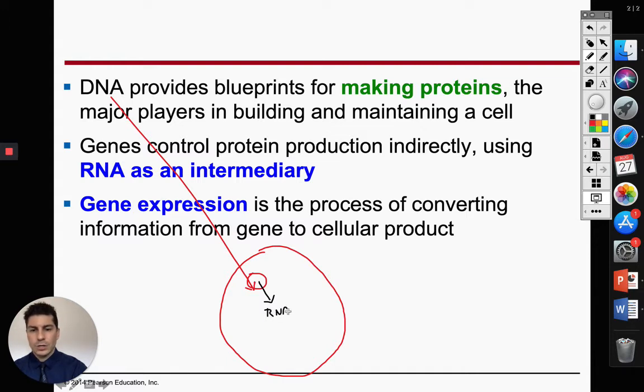Think of it like this, guys. We have our DNA, and our DNA is very, very important to us. We never want our DNA to get hurt. So our DNA is never going to leave the nucleus. The nucleus is like its little house, and that house protects the DNA. So what we do is we take this message that DNA has, and we put it into RNA. The RNA leaves the nucleus, and then this RNA is going to get translated into our protein.